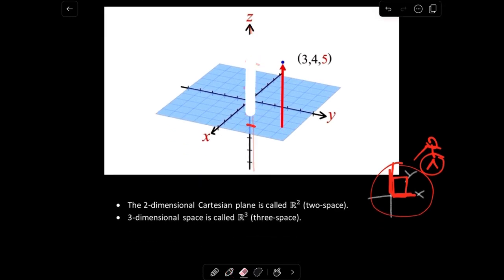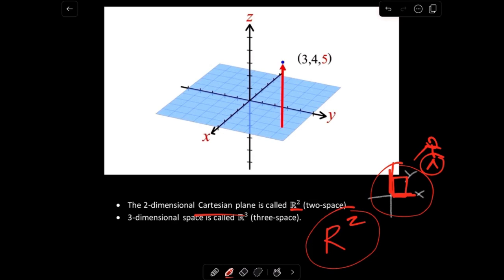Just something that's important to note for terminology purposes in case you see this in a textbook. The two-dimensional Cartesian plane is called R2. Okay, it's called R2, and you say that as two space. Because there are basically two coordinates that you have, an x and y coordinate, and it is in two dimensions.